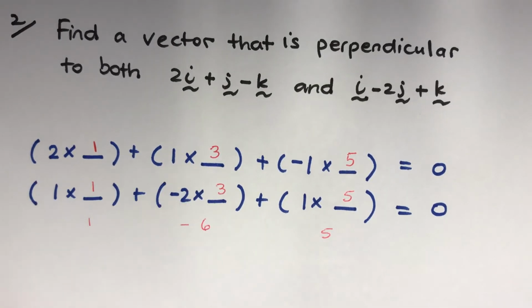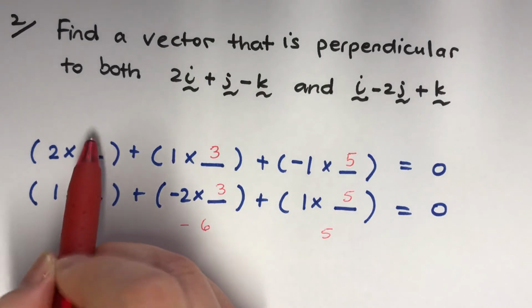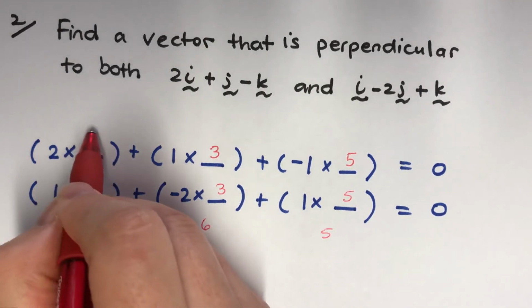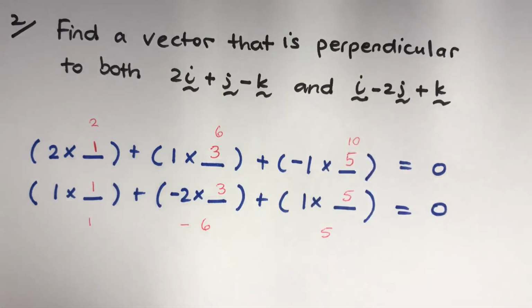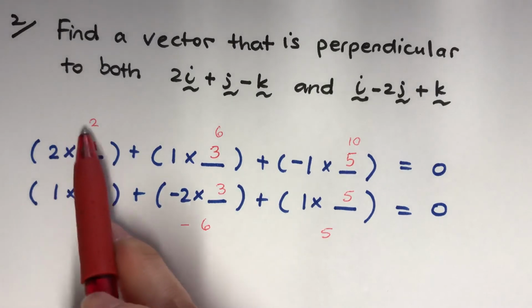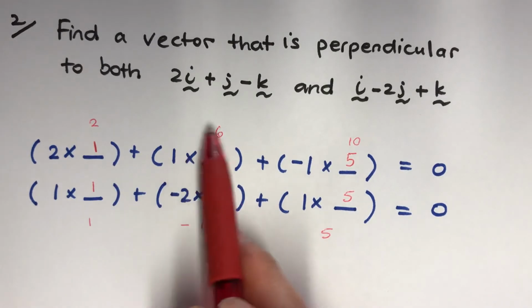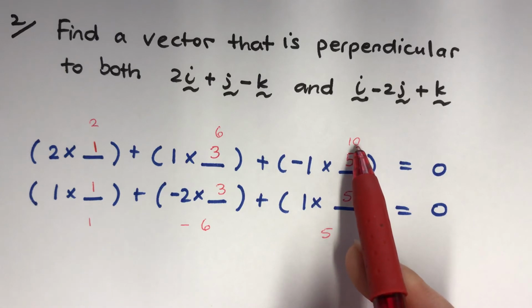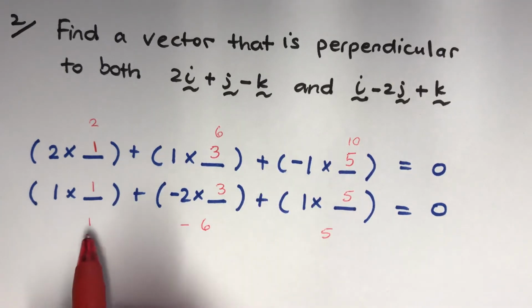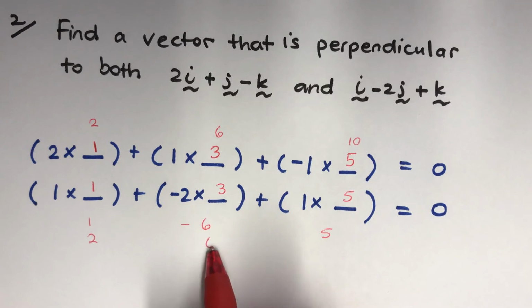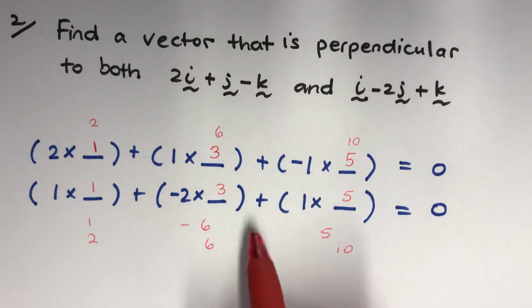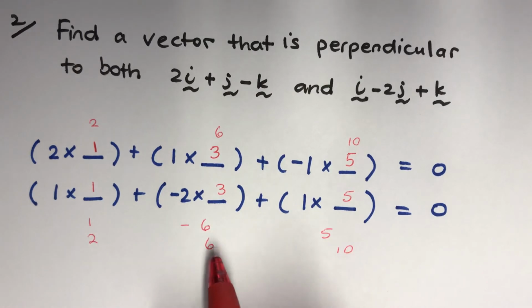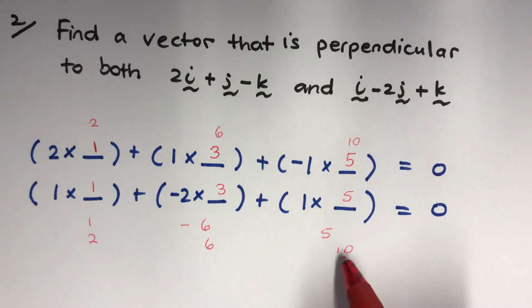But then I thought, if I double it up, will it be okay? So if I go 2, 6, 10, will it work? That would be 4 plus 6 is 10, and then minus 1 times 10 is minus 10. It works. Let's see if it works here. 2, 6, 10. So that is 2 plus minus 12 and plus 10. So 10 plus 2 is 12, minus 12, it works.